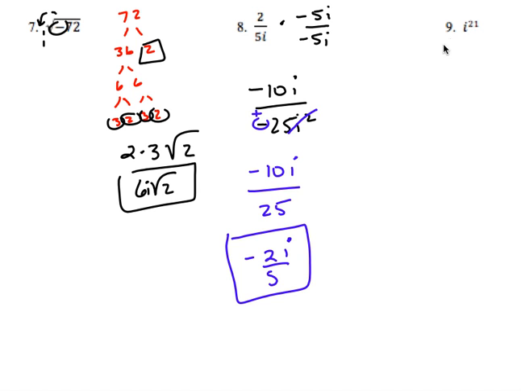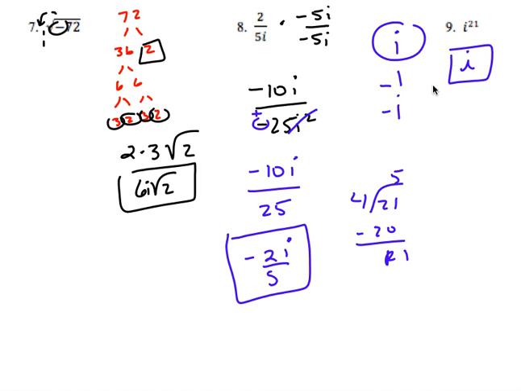For number 9, you could have just typed in i, hitting i 21 times. Or you could go through the little pattern, i, 1, negative i, negative 1, and remember that it repeats. So 1, 2, 3, 4, 5, 6, 7, 8, 9, 10, 11, until you got to 21. Or the way I do it is I just divide by 4 and see how many times that goes. 4 goes into 21 5 times, and you have a remainder of 1. So since your remainder is 1, it's just i. So the answer was just i for that one.